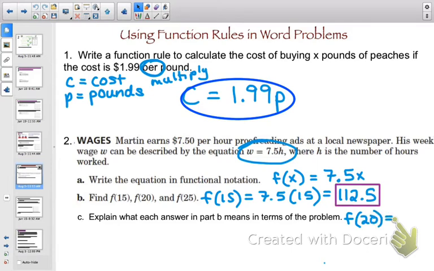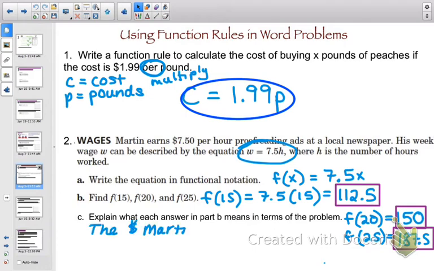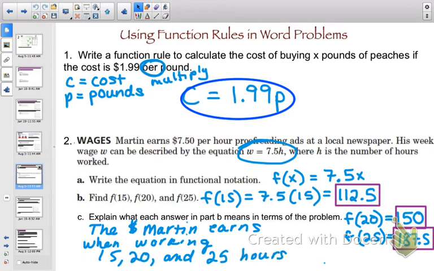I'm going to do the same thing for f of 20. 7.5 times 20 is 150. And then the same thing for 25. 7.5 times 25, 187.5. So what do each of these answers mean? Well, the money that Martin is earning when he works 15 hours, 20 hours, and 25 hours.